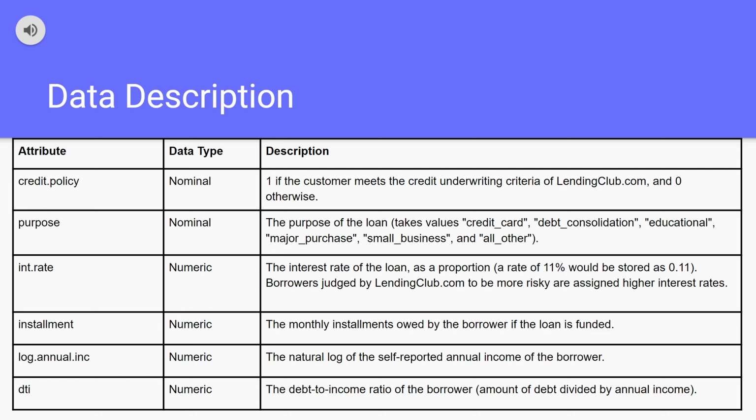We have as a next attribute log annual income, which is a numeric data type, and this is the natural log of the self-reported annual income of the borrower. And then lastly, we have DTI on this slide, which is numeric as well, and that refers to the debt-to-income ratio of the borrower, which is the amount of debt divided by the annual income.